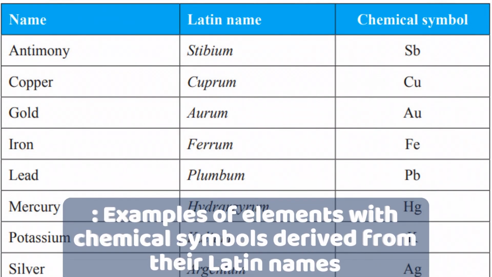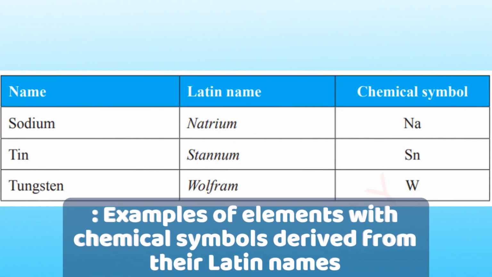Now, the table below shows examples of elements with chemical symbols derived from their Latin names. As you can see, for example, we have antimony, Latin name stibium, chemical symbol Sb. We have copper, Latin name cuprum, chemical symbol Cu, and others as you can see. This is just the continuation of the previous table.